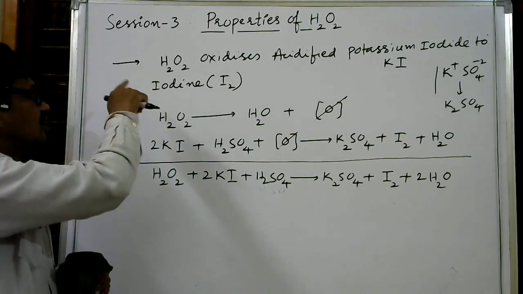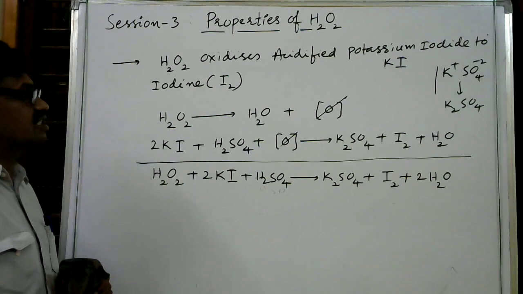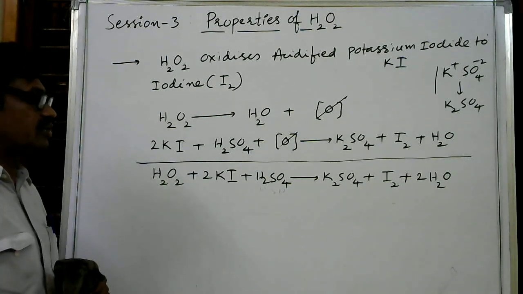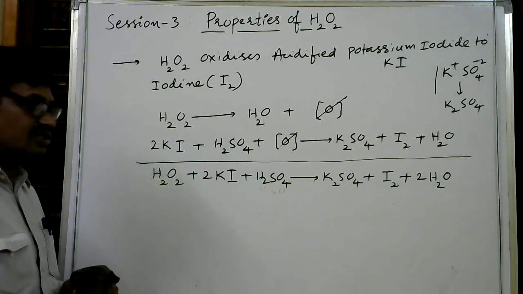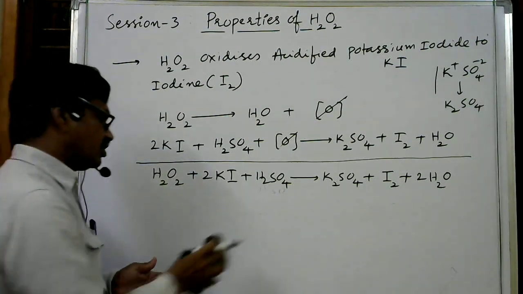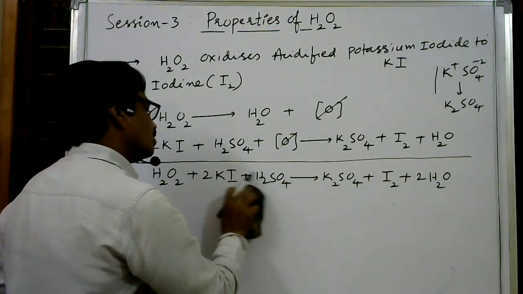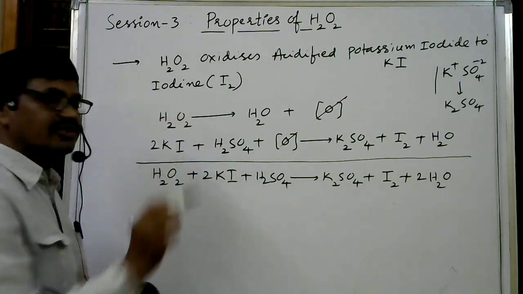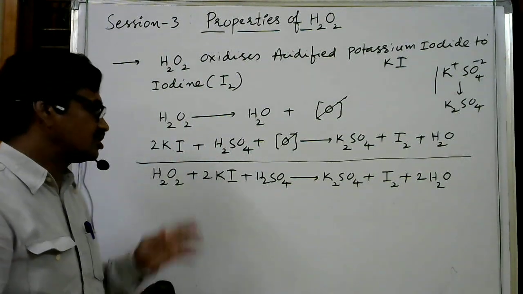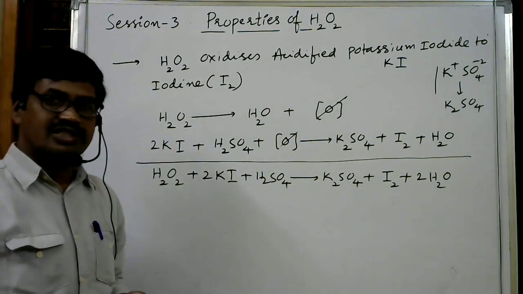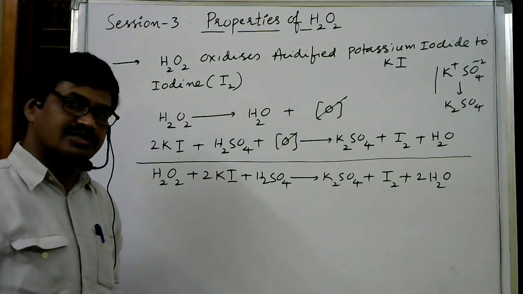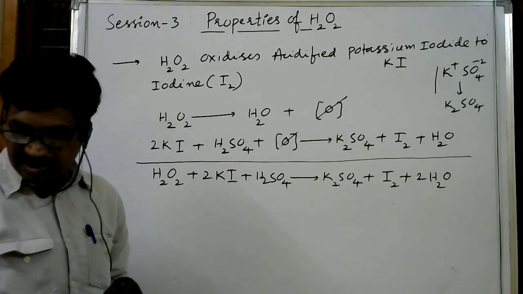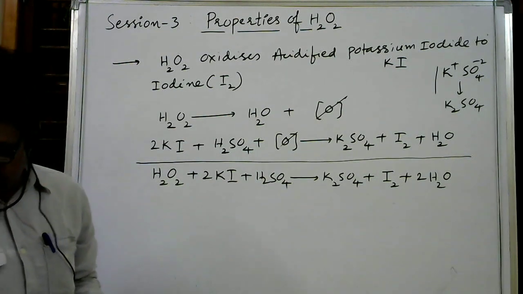This is the next reaction: hydrogen peroxide oxidizes acidified potassium iodide to iodine. Two-step reactions are easy to understand. If you know how to write two-step reactions, it is easy to understand. This is the net reaction. First step is common for all. In the second step only, as per the given statement, we have to write reactants and products. Then after that we have to balance.